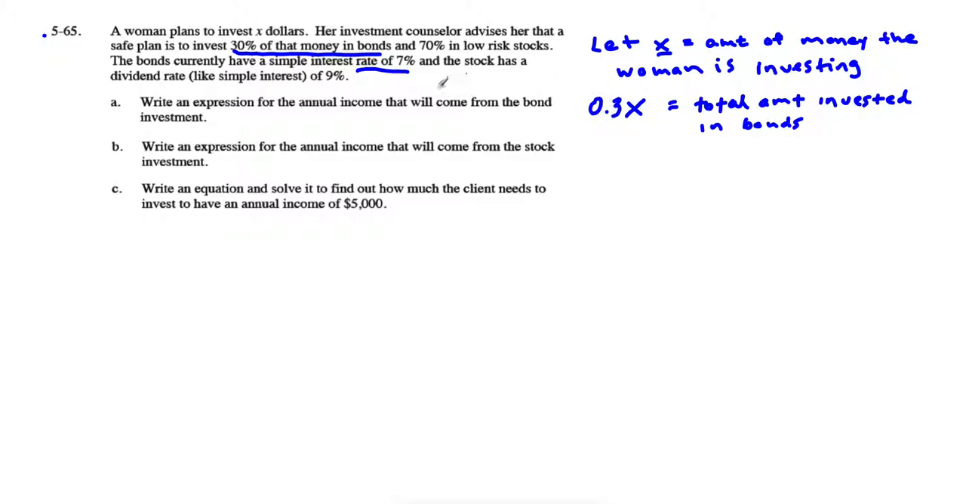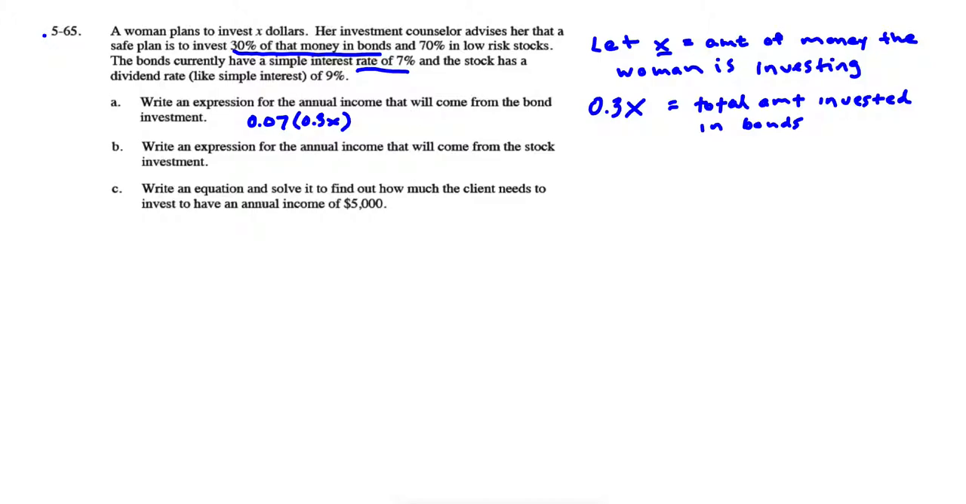And which means then if she's going to make 7% of that back, we're going to have to take this amount and multiply it by 7%. So what we'll have here is, for her bonds, she's going to be getting 7% times the amount that she invested in bonds, which would be 0.3x. That is going to represent the annual income from the bond investment.